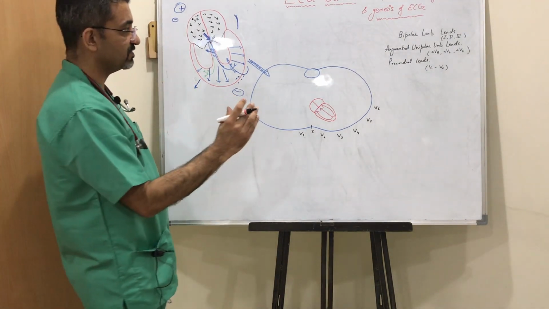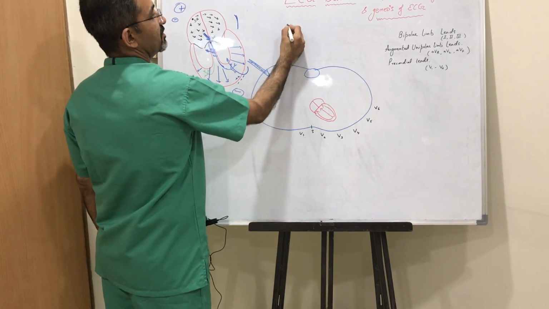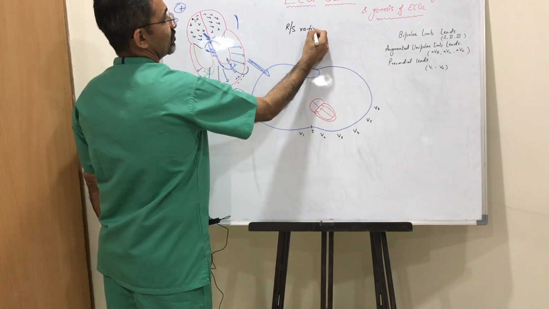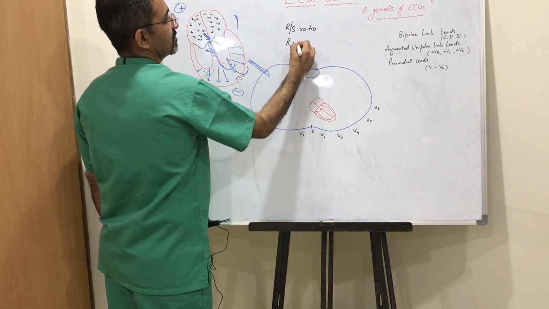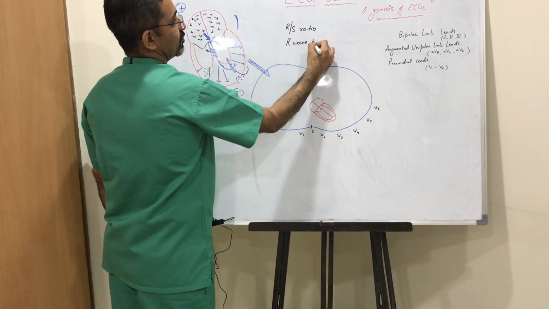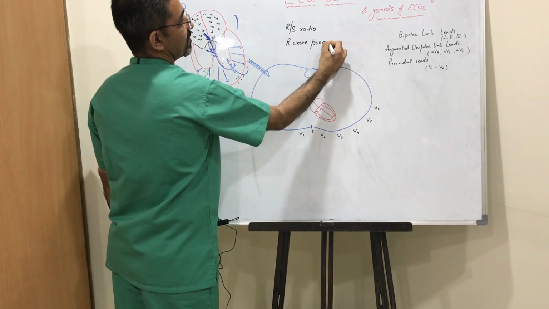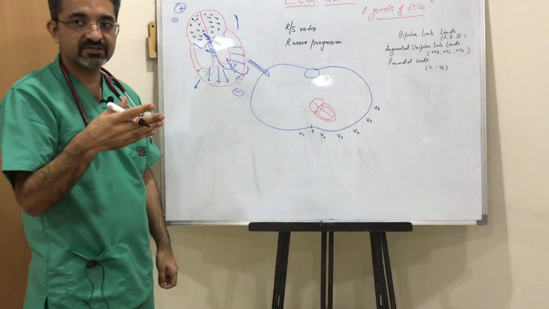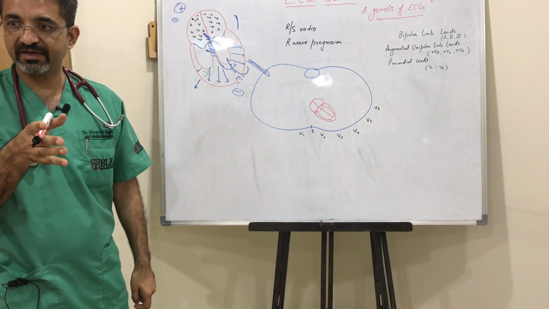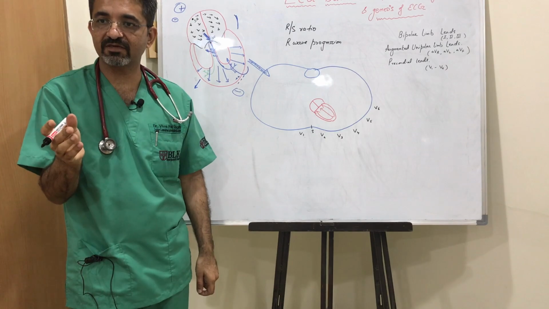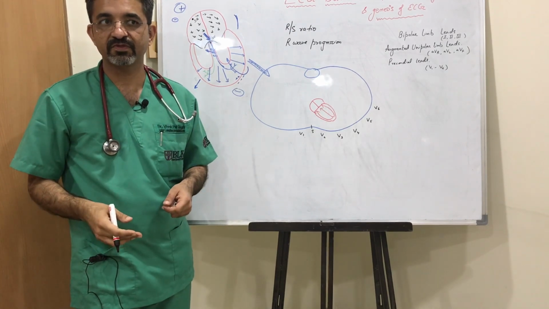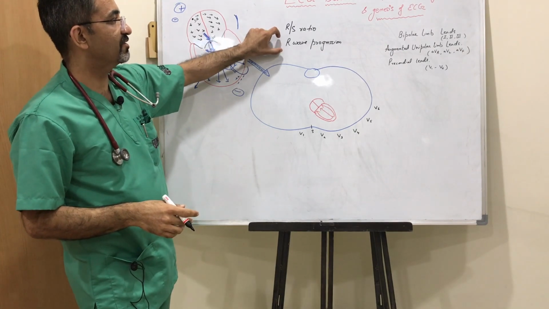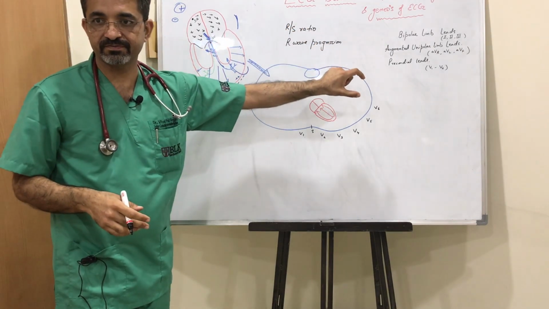The most important thing to remember is R by S ratio, or what you call R wave progression. Why this is important is because if we don't know this, then change of the axis of heart and ventricular hypertrophy, when we talk about them, will be difficult to understand. So it has to be very clear what you mean by R by S ratio and R wave progression.